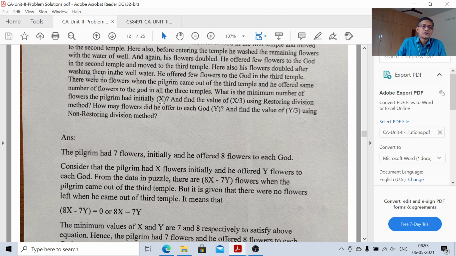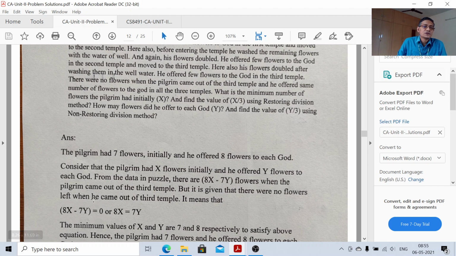And subsequently, the statement given in the problem is that after he came out of the third temple, he does not have any flowers. So that is the problem statement given to us. So 8x minus 7y is equal to 0. So that is the equation for us.